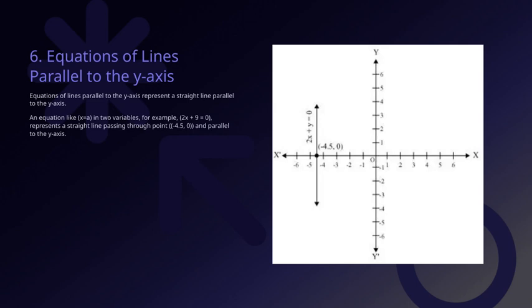For example, if we take the equation 2x plus 9 equals 0, we can solve for x and find that x equals minus 4.5. This means that the line passes through the point (minus 4.5, 0), and it's parallel to the y-axis. The key takeaway here is that equations of the form x equals a number represent lines that are vertical, and they don't depend on y at all. They extend infinitely up and down along that fixed x value.